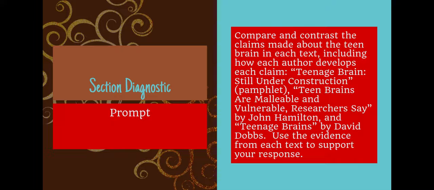Now you're going to review the prompt for the section diagnostic. Compare and contrast the claims made about the teen brain in each text, including how each author develops each claim. Teenage Brains Still Under Construction, the pamphlet. Teen Brains Are Malleable and Vulnerable, Researchers Say, by John Hamilton, and Teenage Brains by David Dobbs. Use the evidence from each text to support your response.